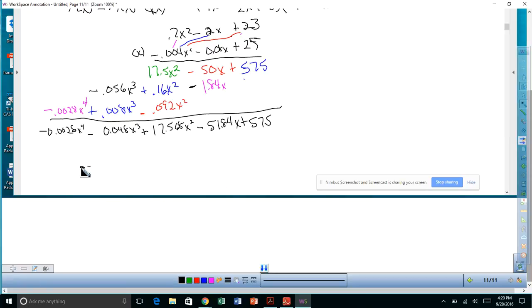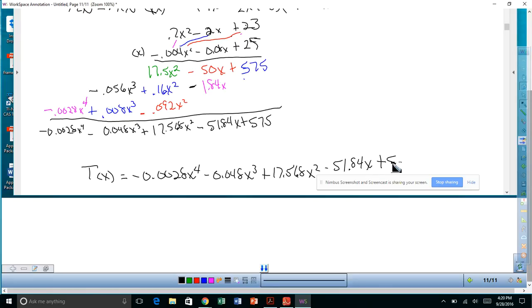So what does that give you? T of x equals negative 0.0028 x to the fourth minus 0.048 x cubed plus 17.568 x squared minus 51.84 x plus 575. So the total cost to bake toys from 1990, what was it, 1990 to, or from since 2000 would be T of x equals, and there you go.